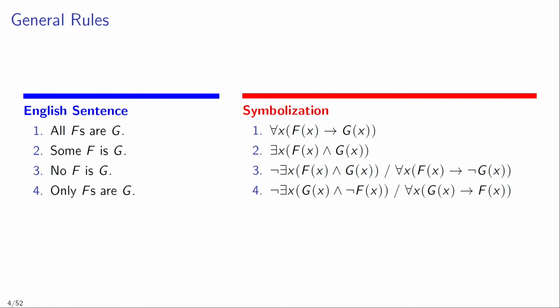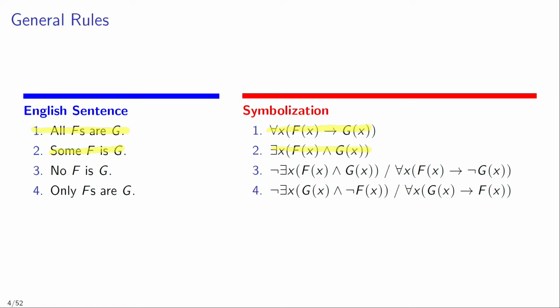Now, whenever an English sentence is of the form all F's are G, you can symbolize the sentence by means of the following FOL symbolization. For all x, if Fx, then Gx. Furthermore, whenever an English sentence is of the form some F is G, you can symbolize this sentence by means of the FOL sentence there is an x such that Fx and Gx.